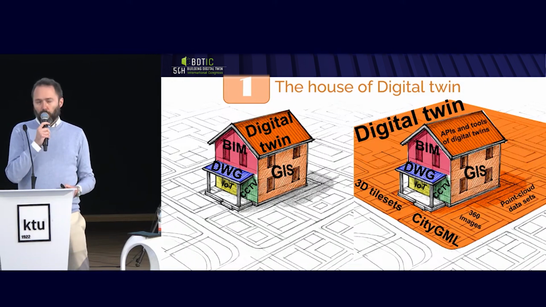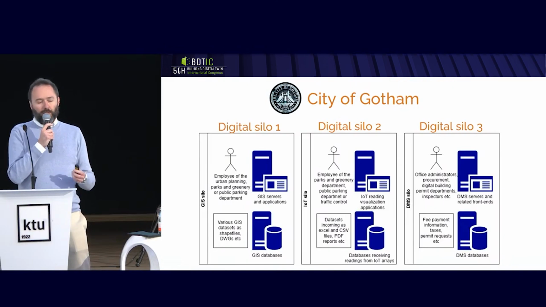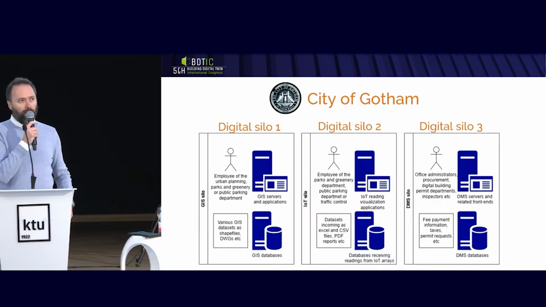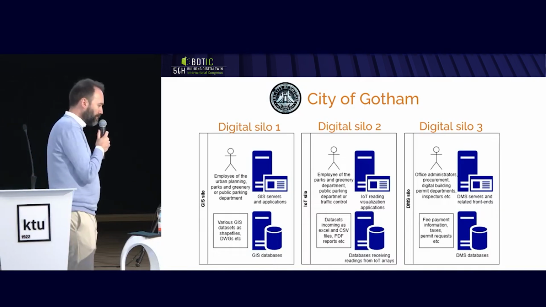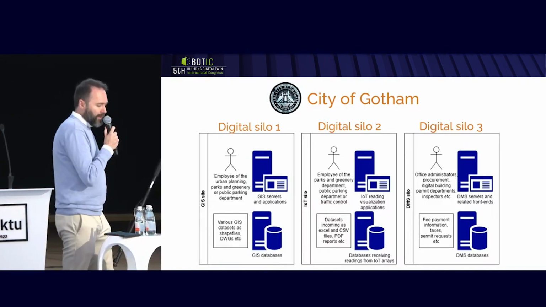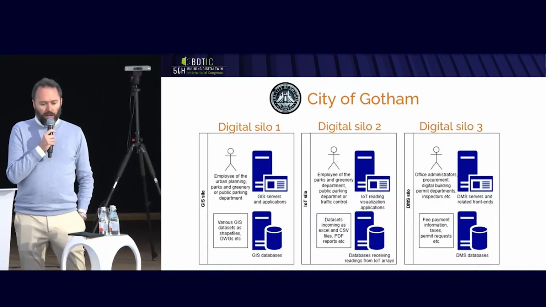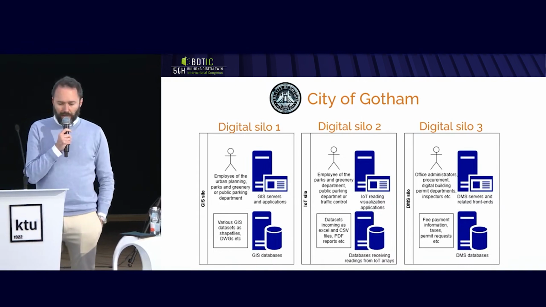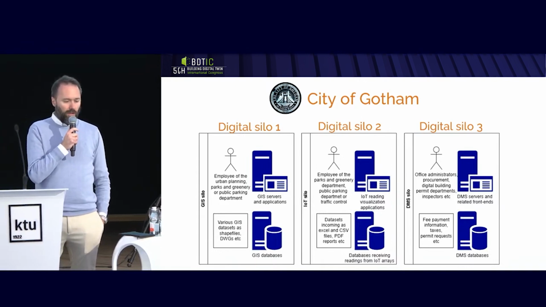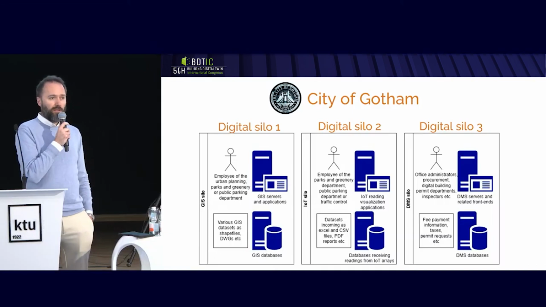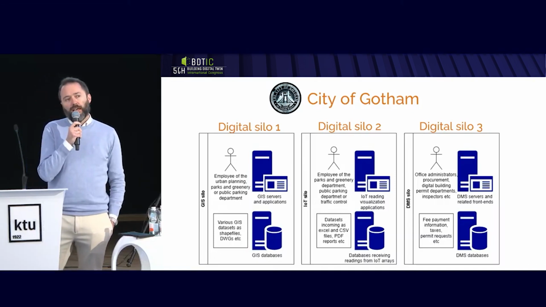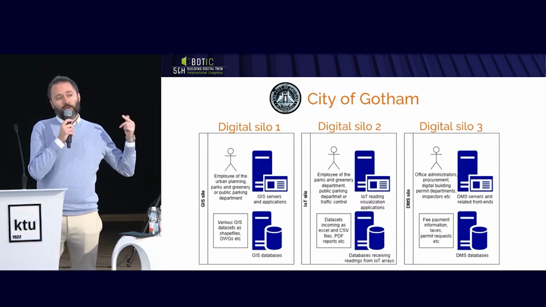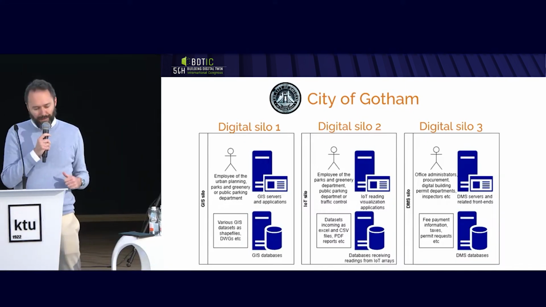So maybe at this point you're saying like, what is this guy talking about? So just to give you a more concrete example, we have a situation where the city of Gotham decided to actually resolve their issue with digital siloing. They had a digital silo of GIS, another digital silo of their IoT arrays, and a DMS-based digital silo. And mind you, this story is based on true events.